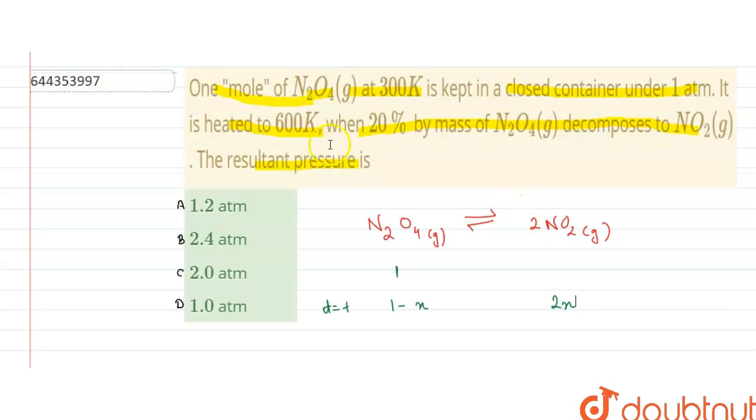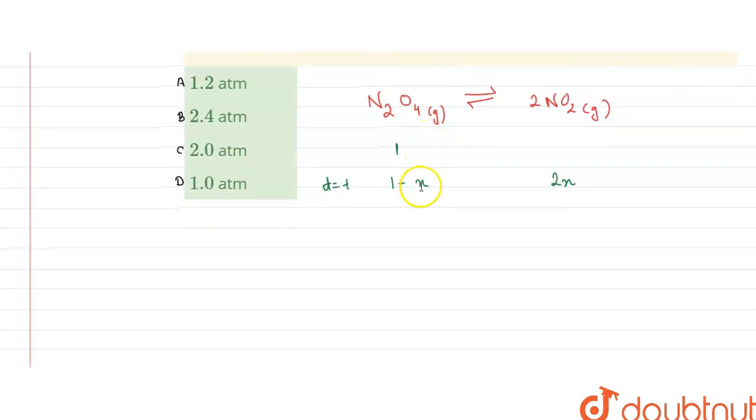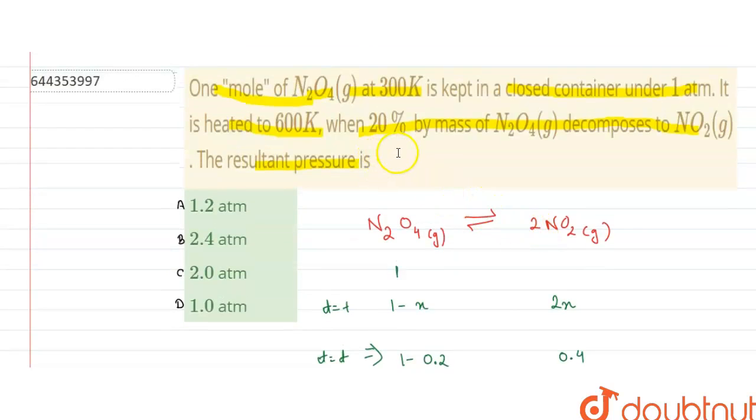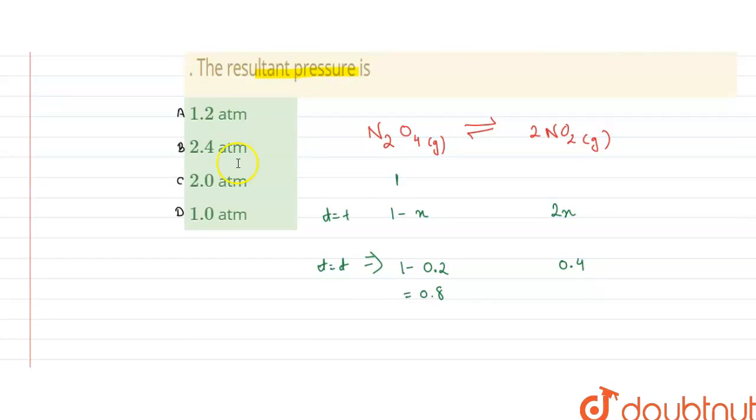Now it has been given that N2O4 has been decomposed by 20% by mass. So we have to just substitute the value of x as 20%, that is 20 by 100 or 0.2. So I can rewrite this as 1 minus 0.2, and over here it will be 2 into 0.2, that is 0.4. So at time t equal to t, we will have 1 minus 0.2, that is 0.8 moles of N2O4 and 0.4 moles of NO2. So this is the condition when 20% of N2O4 has been decomposed. So now we have to find the pressure at this condition.